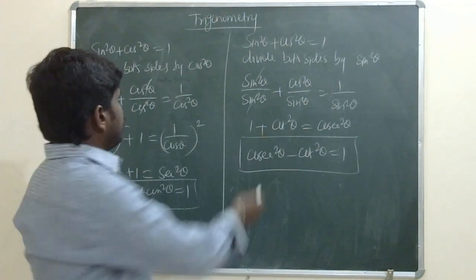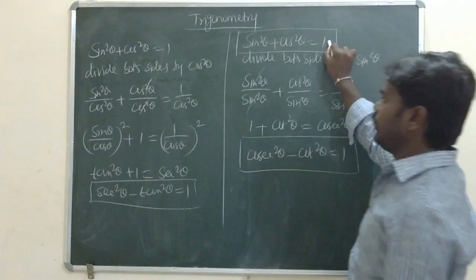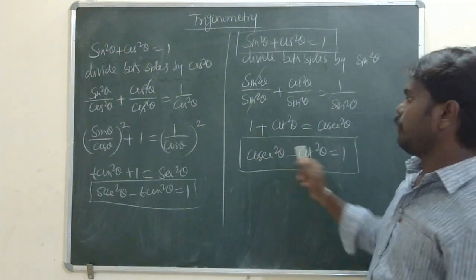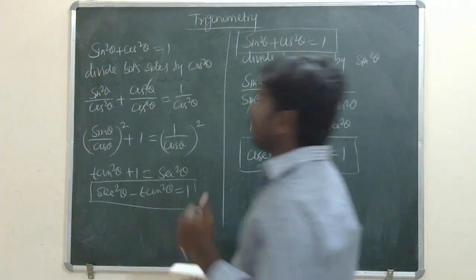So the three main identities are these: sin square theta plus cos square theta is equal to 1, secant square theta minus tan square theta is equal to 1, and cosecant square theta minus cot square theta is equal to 1. Okay, so that's all about the identities.